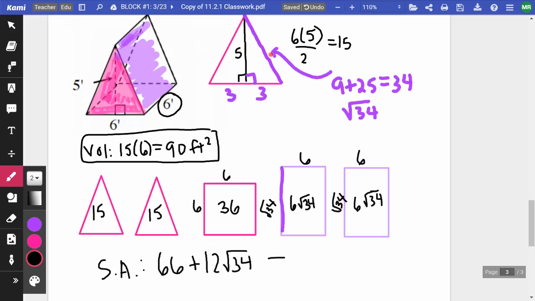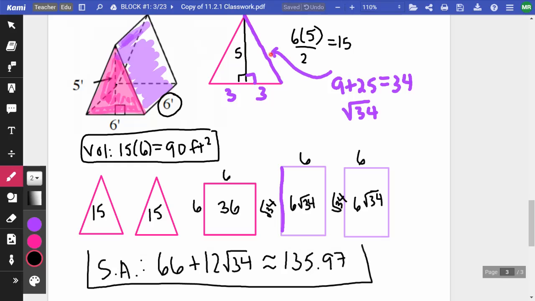And if I put that in my calculator, okay, and let's see, I put that in, so 12 root 34 and then plus 66, I end up with about 136. It's 135.97-ish, okay? That is my surface area.